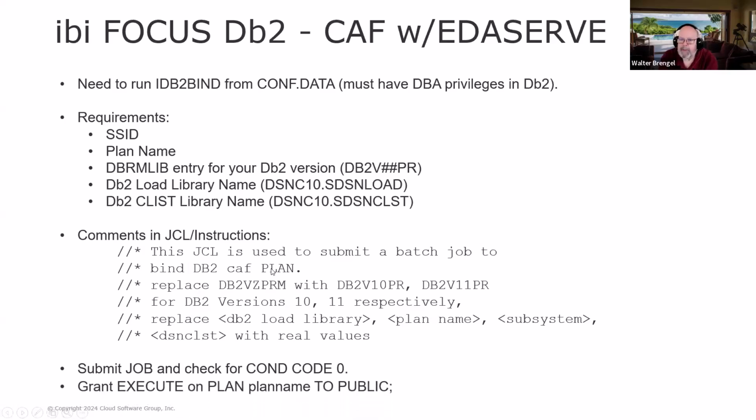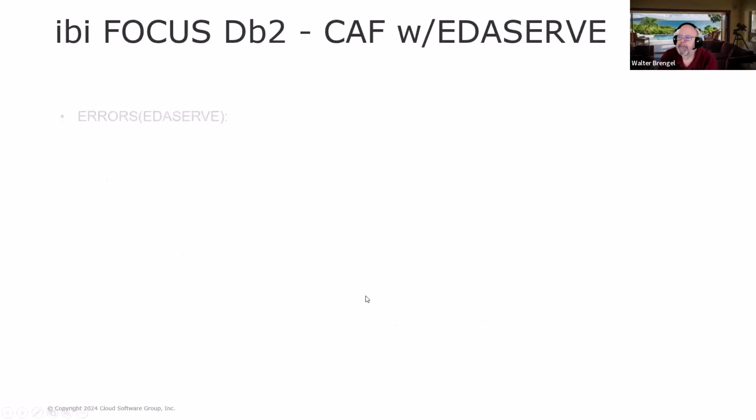After you've bound the plan, whoever did that would then need to grant execute on the plan that they just created to either your group of focus users, an individual user, or public. But in addition, now we have to create an edit-serve member, just like we did for CLI, but instead of DB2_CLI equals yes, we're saying DB2_CAF.